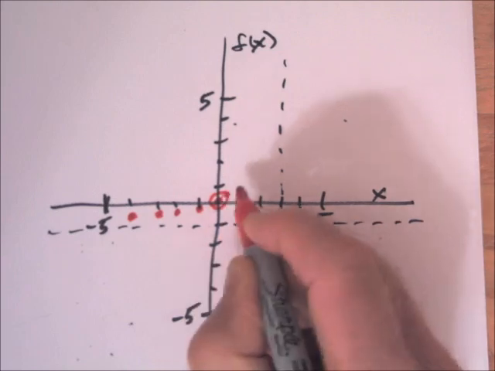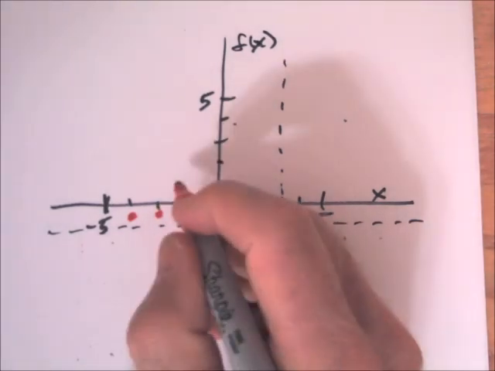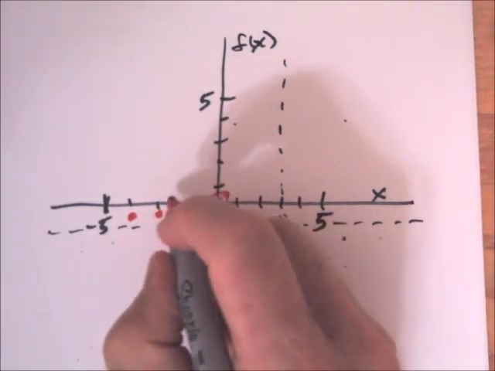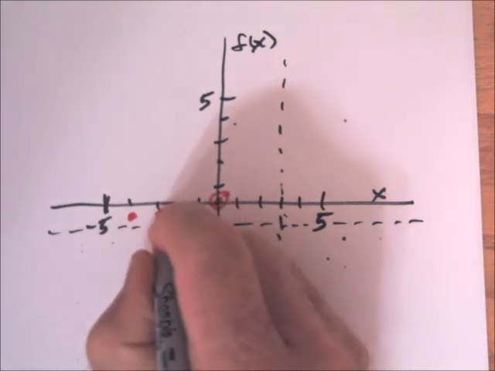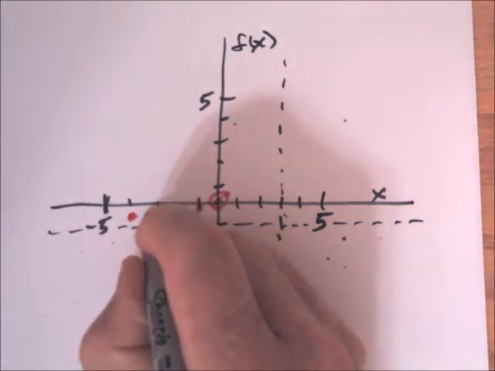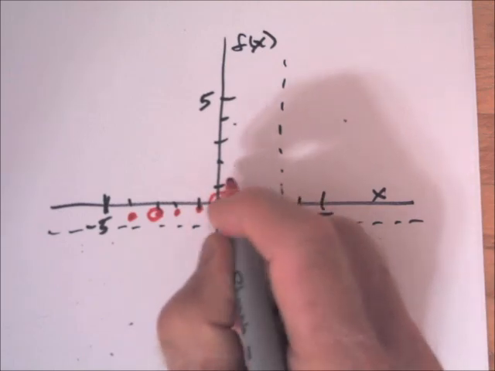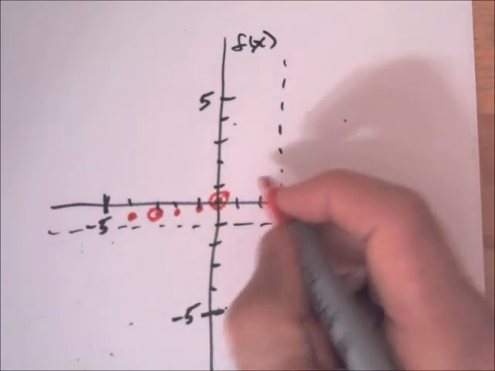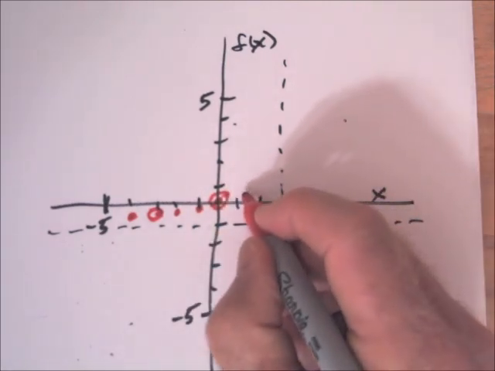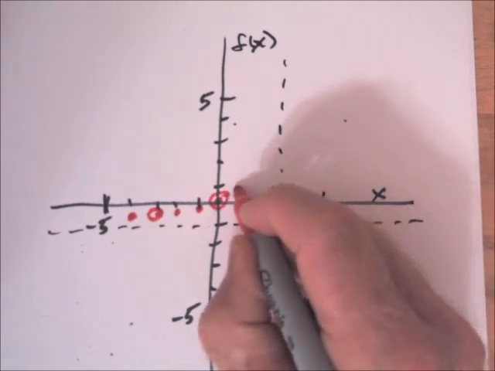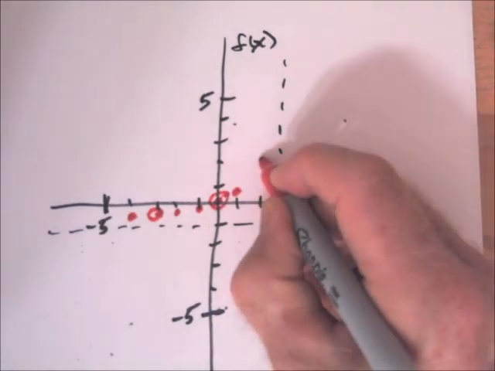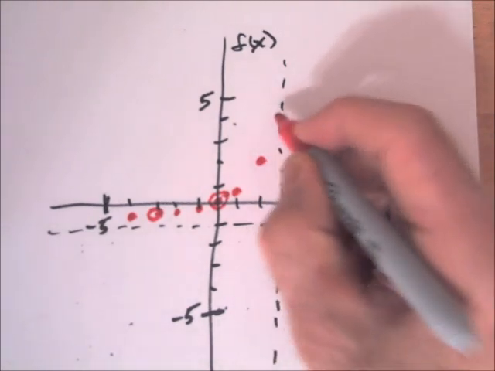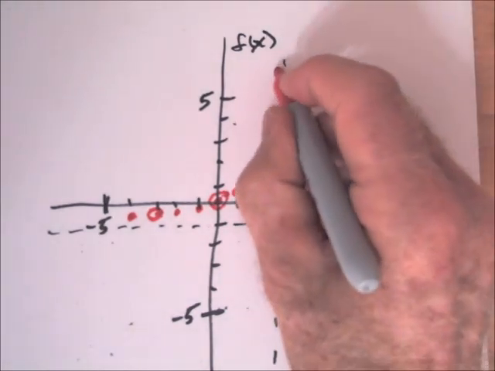0, 0 is a hole. Yeah, I forgot. Should have made that a hole. And also negative 3, negative 1/2. That's a hole. Okay, so those are two holes. And then 1 to the right, up 1/2. 2 to the right, up 2, and 3 is undefined. That's where the vertical asymptote is.